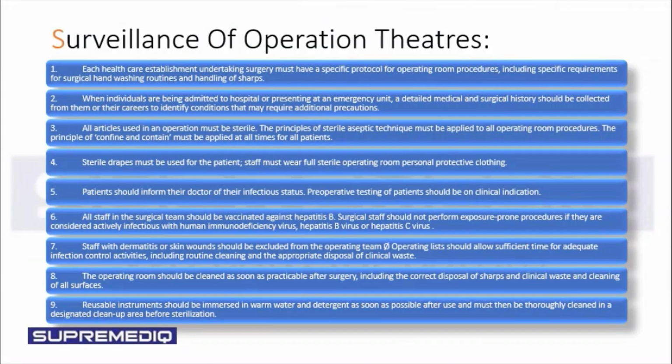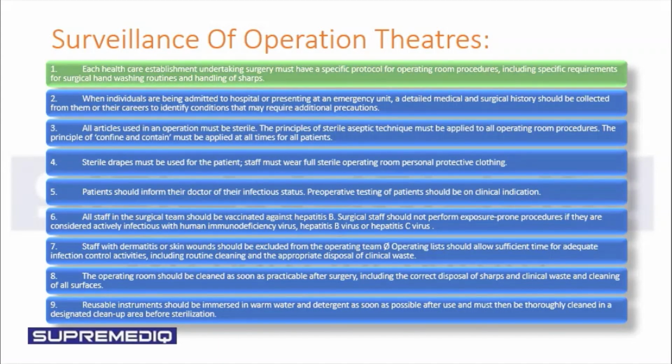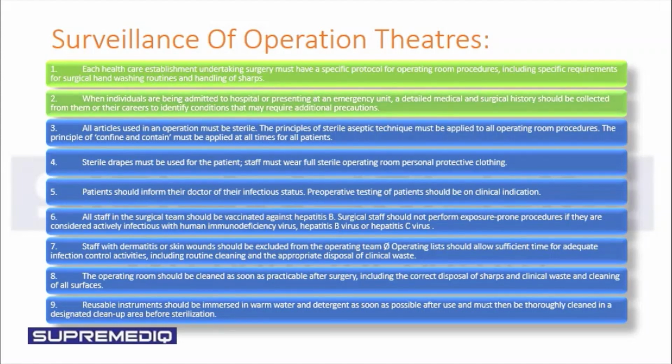Surveillance of operation theaters. Each healthcare establishment undertaking surgery must have a specific protocol for operating room procedures, including specific requirements for surgical hand washing routines and handling of sharps. When individuals are being admitted to hospital or presenting at an emergency unit, a detailed medical and surgical history should be collected from them or their carers to identify conditions that may require additional precautions.